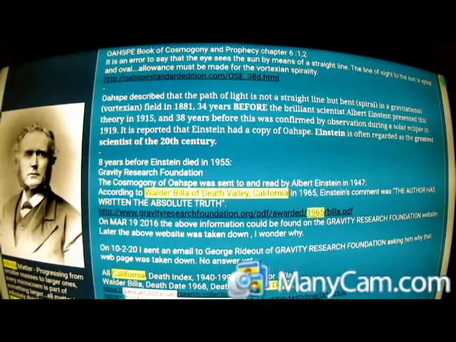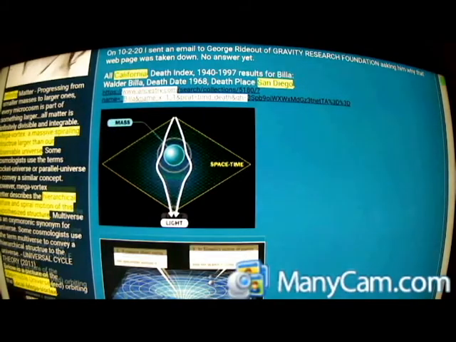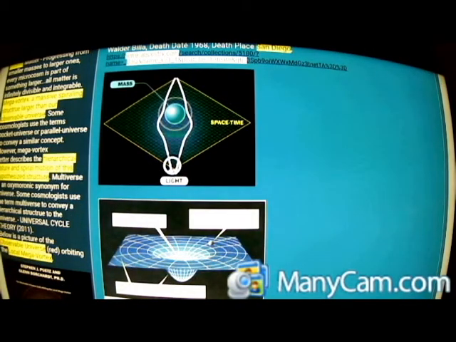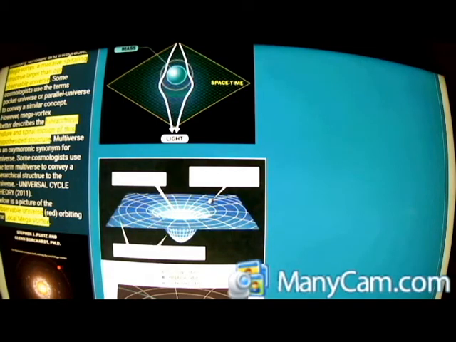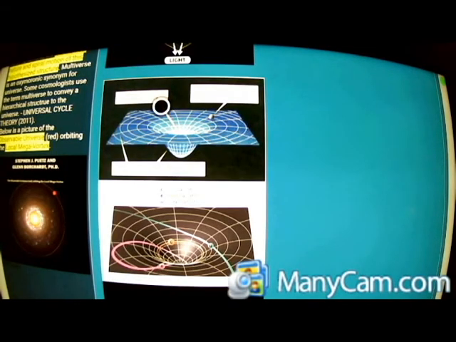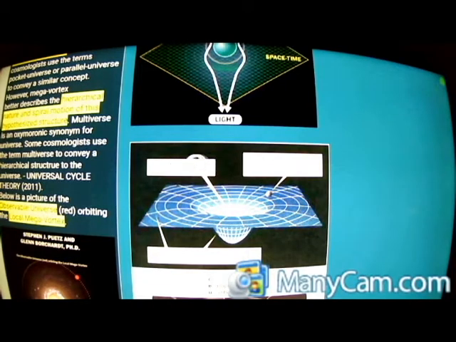Now, right here, there's a picture. This illustration deals with Einstein's general relativity, showing in the center mass, space-time, and light being bent or curved as it approaches that mass. And right there, there's another image. And I'll enlarge it. Another image, right there showing a massive object curves the space-time around it.